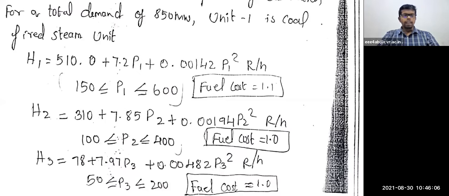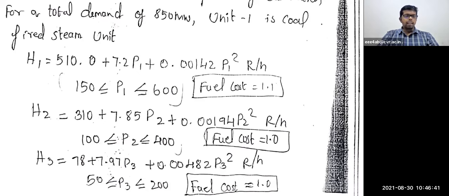Next, the heat rate of the second generating unit is 310 plus 7.85 P2 plus 0.00194 P2 square rupees per hour. The minimum and maximum operating limits are 100 megawatt less than or equal to P2 less than or equal to 400 megawatt. Then the fuel cost of the second generating unit is 1.0, that is 1 rupee.